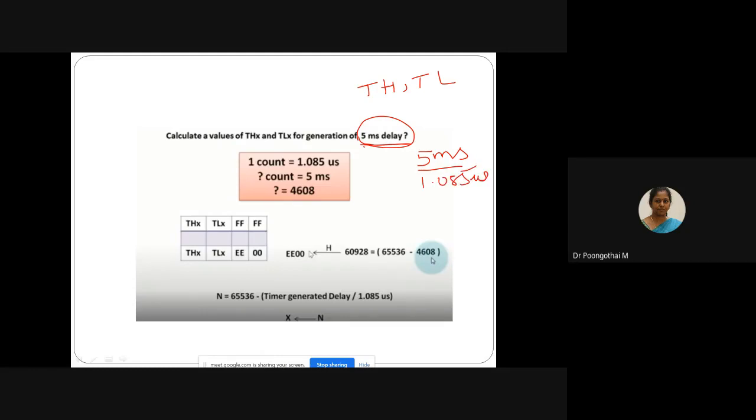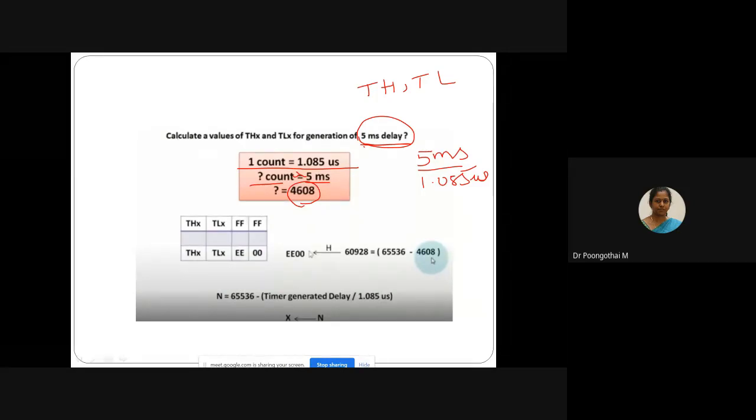Okay. So one count, that is one clock pulse count, is equal to 1.085 microsecond. And how many counts is equal to 5 millisecond, that we have to calculate. So divide 5 millisecond by 1.085 microsecond, and you will get 4608. According to this formula, the number of counts is directly proportional to delay. So more counts will generate more delay. That is the concept.